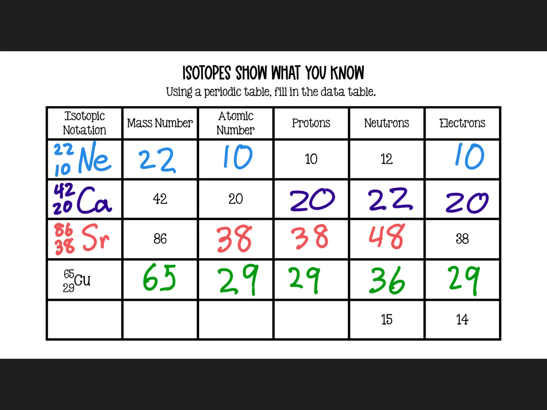Now let's look at the last example. If there are 14 electrons, that means there must be 14 protons, and the atomic number is 14. So we are looking at silicon, which is Si. And the subscript will also be 14. Now, to get the mass number, we need to add the protons and the neutrons. So 14 plus 15 is 29, and that is the superscript.